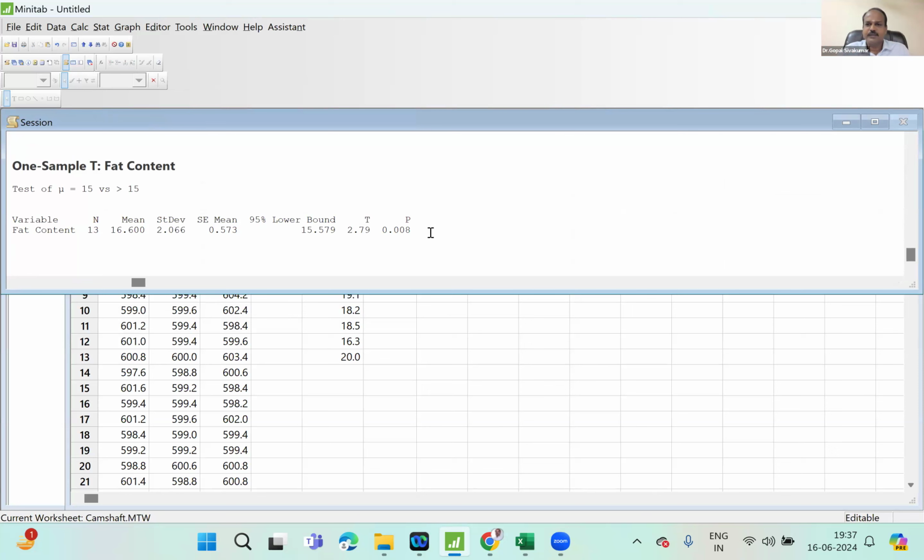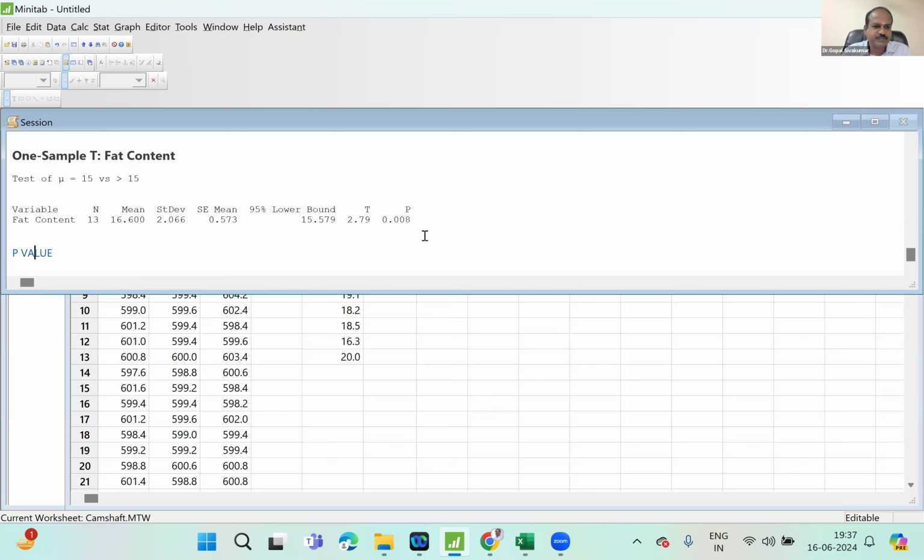So you are now AI enabled. You don't have to do this, right? So now the P value, can you see the P value getting generated? Now just tell me, is this P value above 5% or below 5%? Below. Since P value is below 5%, that is less than 0.05, you can reject the null hypothesis.